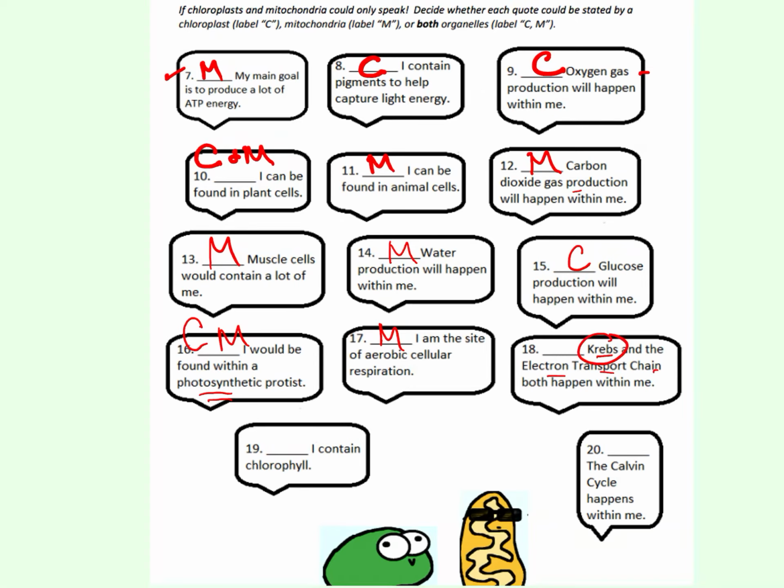So Krebs is also known as the citric acid cycle. So this is mitochondria. I contain chlorophyll. This is going to be, of course, chloroplast. And the Calvin cycle happens within me. This is also the chloroplast Calvin cycle.